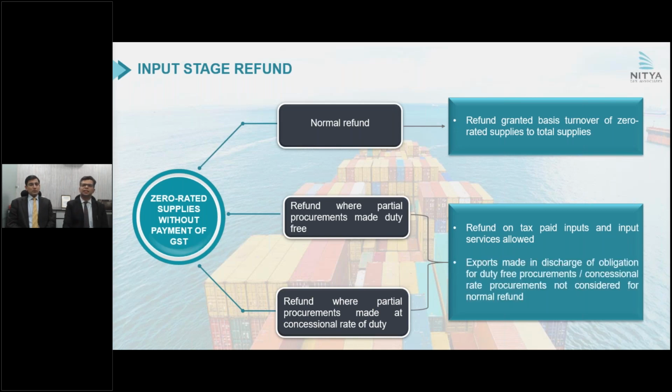Similarly, for concessional rate, let us say 0.1% if you have paid, you get that. But you separate it from the normal refund formula. Normal refund you get only if there are no concessional procurements. If there are concessional procurements, you separate this export amount and then claim refund separately. So we'll be discussing through examples how this refund is calculated.